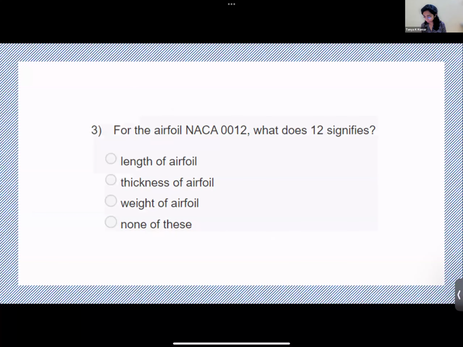Okay. Next, for the airfoil NACA 0012, what does 12 signify? Again, very simple. Thickness of the airfoil, right? We've gone over this multiple times. Almost all the series, the last two digits correspond to the thickness.